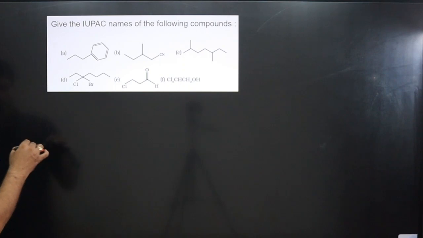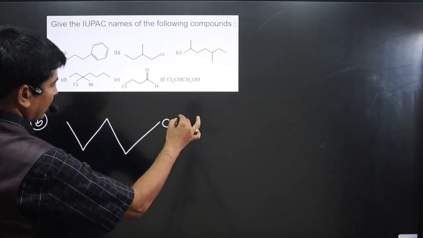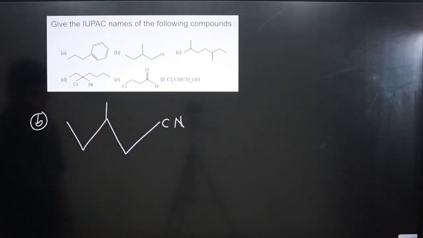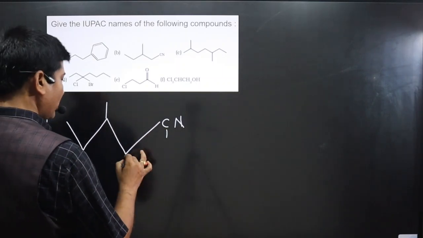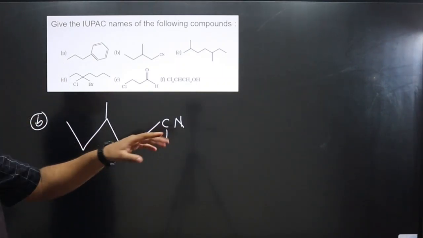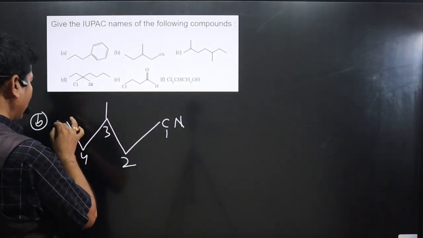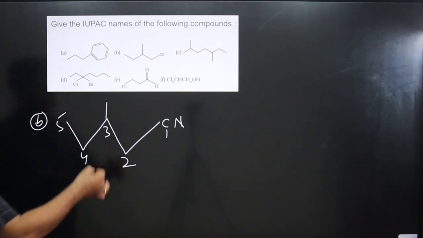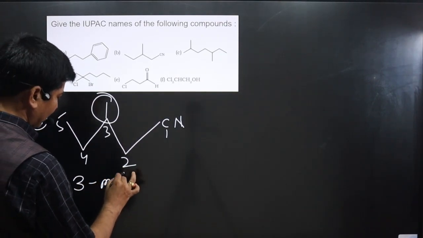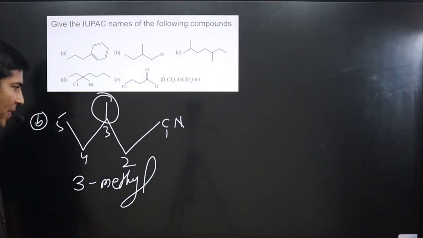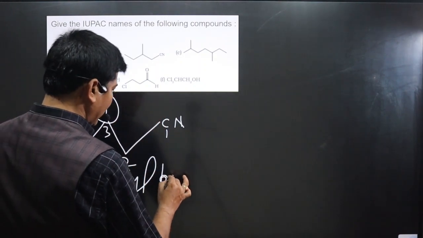Next we have part B. 1, 2, 3, 4. CN is there, and this is the alkyl group. So CN is the priority functional group. We start numbering from here. It is 1. Keep in mind we include this functional carbon and consider it as the first carbon, so we have 1, 2, 3, 4, and 5. You can see to the third carbon we have an alkyl group, so we mention 3-methyl, and the total number of carbons in the parent chain is 5. We can say pentane.